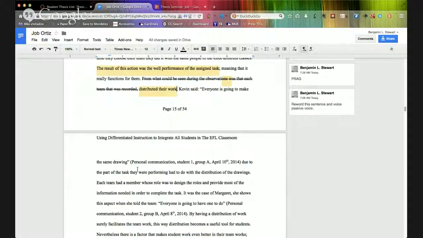Due to the part of the task we're performing had to do with the distribution of the drawings. Each team member had a member whose role was to design the roles and provide most of the information needed in order to complete the task. It was the case of Margaret. She shows this aspect when she told the team. Now, so Margaret, have you mentioned Margaret before? No.